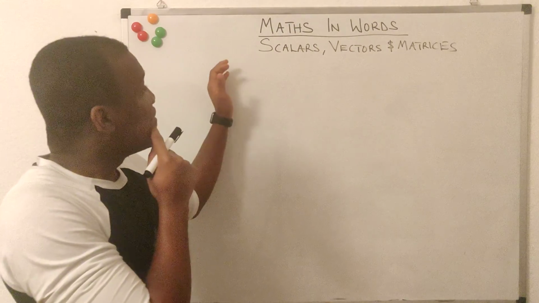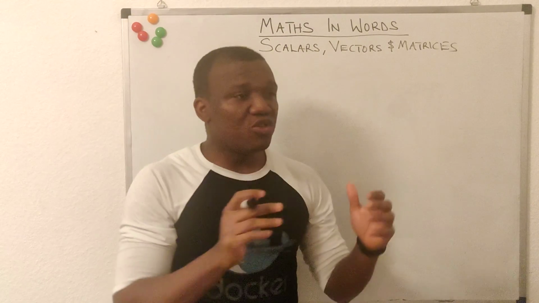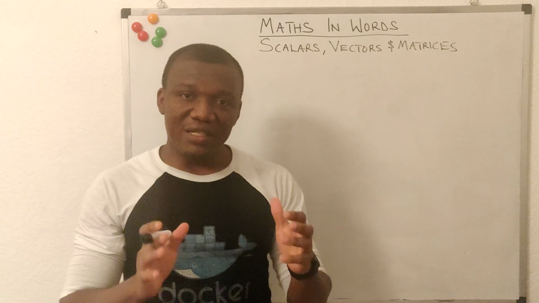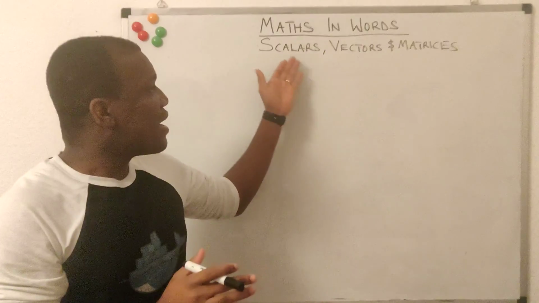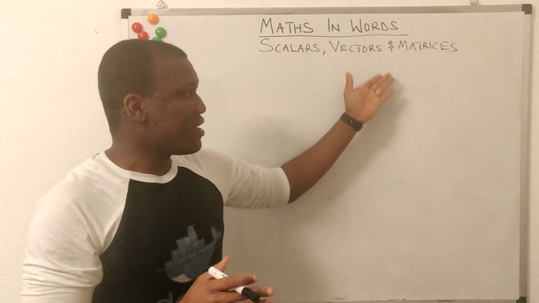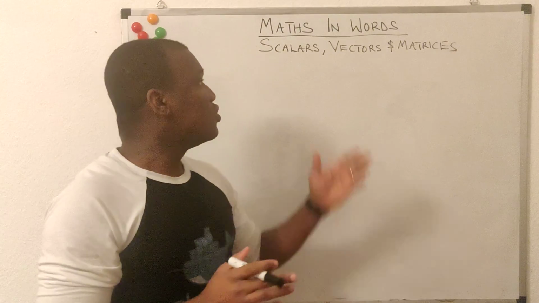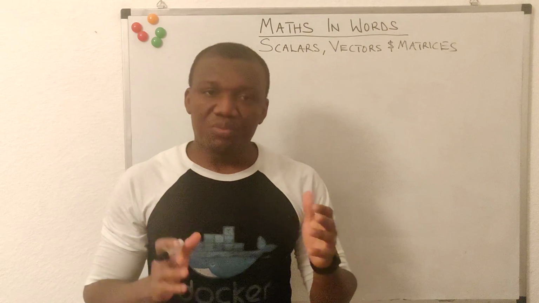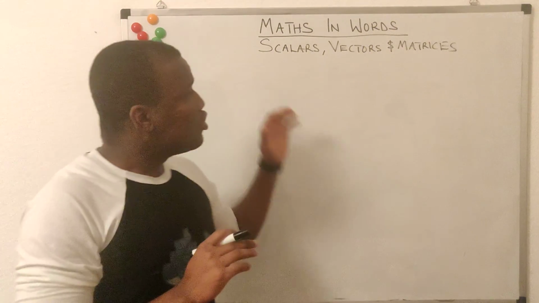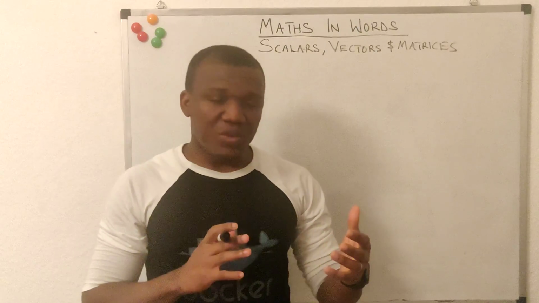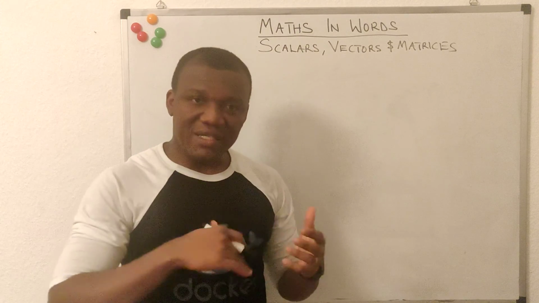So, in this video, I am going to explain to you in simple English terms what a scalar is, what a vector is, what matrices are, and I will also explain to you what a vector dot product is. And I'm going to give you all these explanations within the context of machine learning.